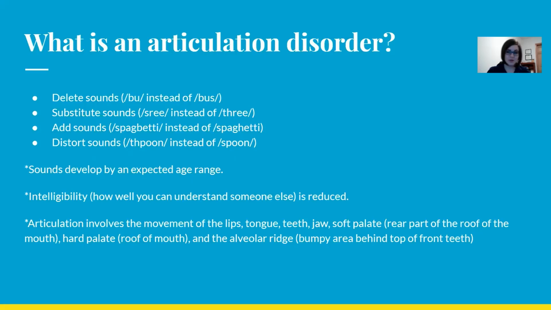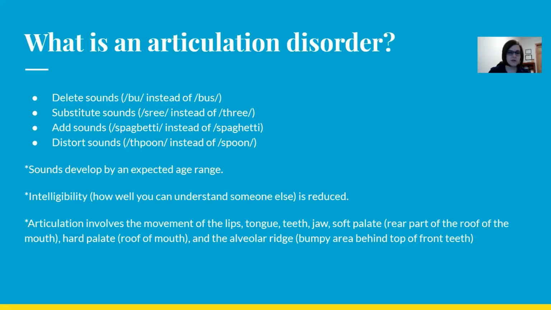Intelligibility. This is a word that speech therapists say a lot as well, and parents don't always know exactly what we mean when we say that. This is how well you can understand somebody else. A child who has an articulation or a phonological disorder, their intelligibility is going to be reduced. The people that they know and are familiar with are going to understand them more than people that they don't spend as much time with. However, it's important that both can understand your child effectively.